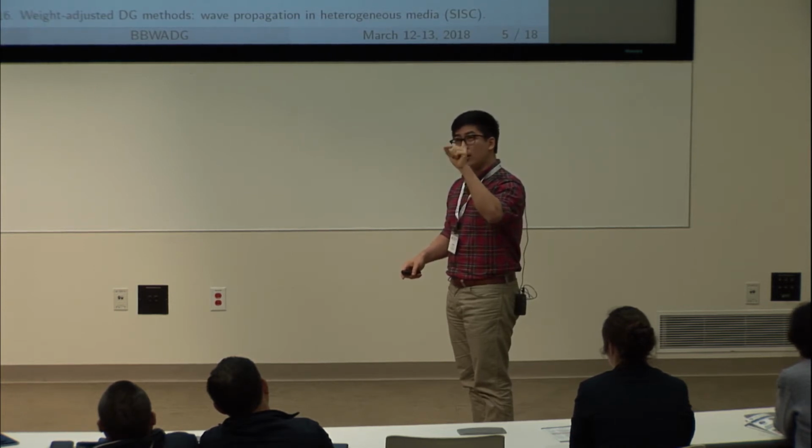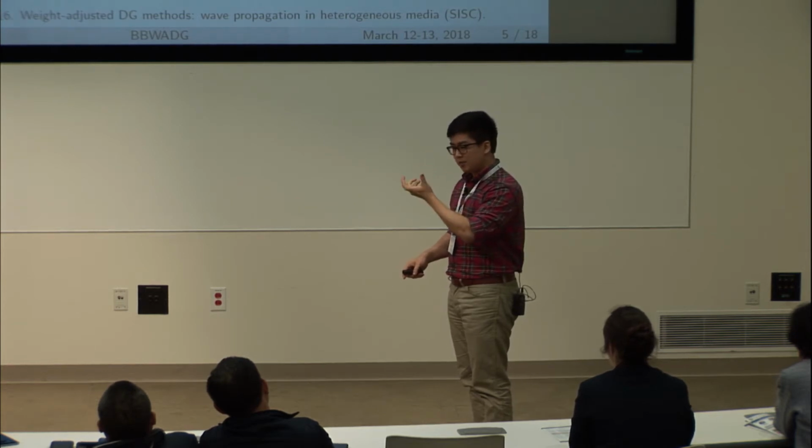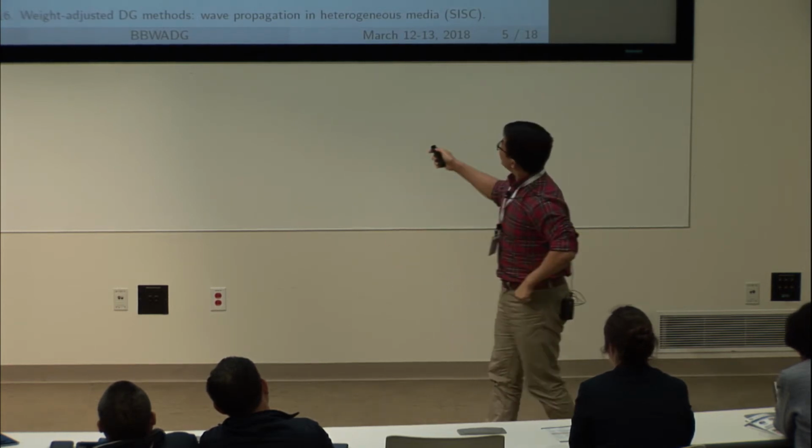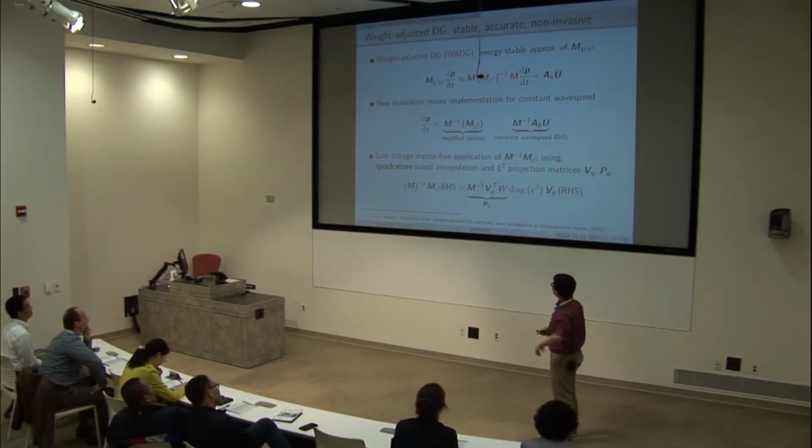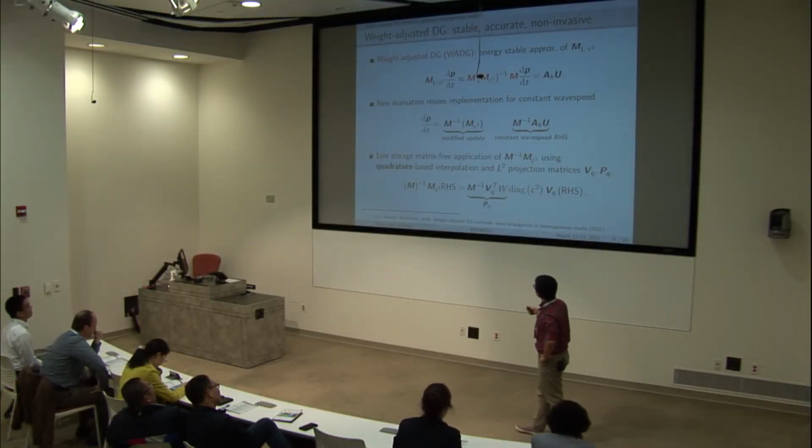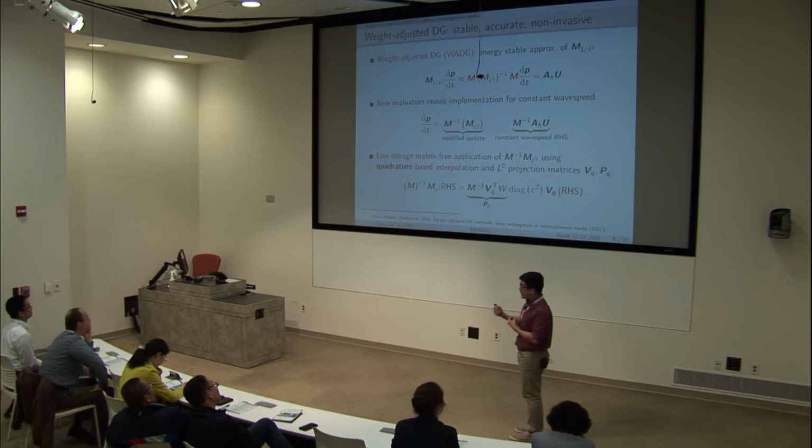approximating 1 over c squared by 1 over, I guess, c squared. It works out properly. I'm having a little trouble expressing this at the moment. But essentially, this gives you a high order and very efficient approximation to this weighted mass matrix.